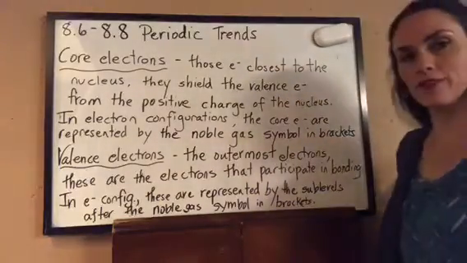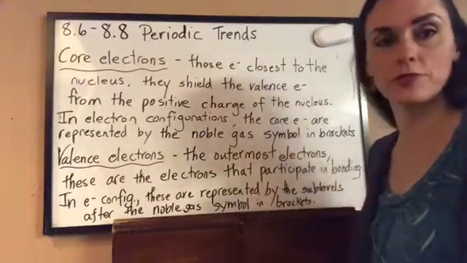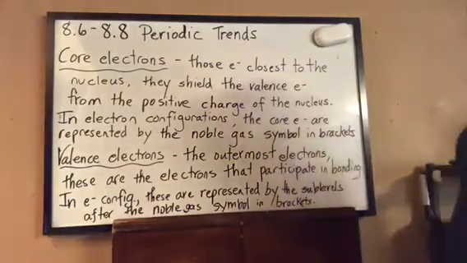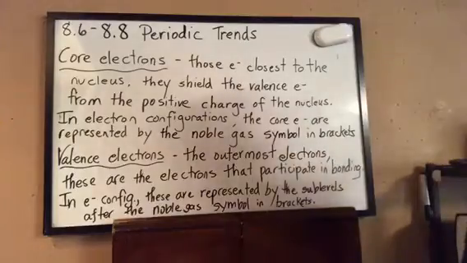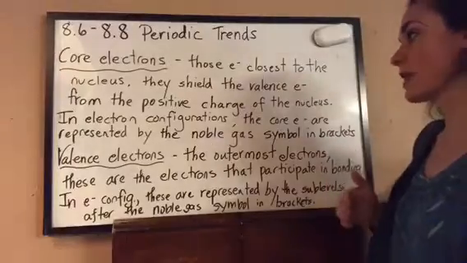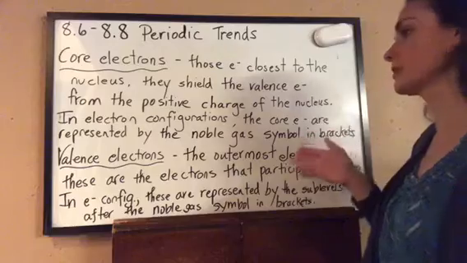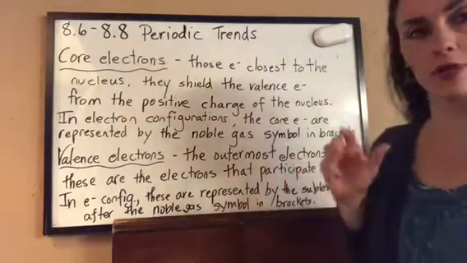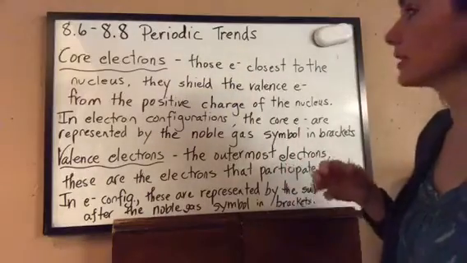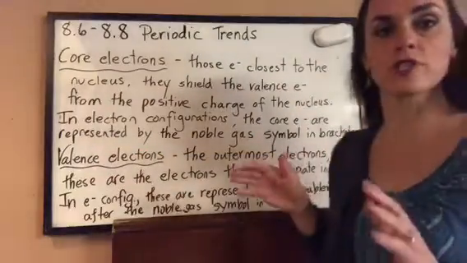Core electrons and valence electrons. In the last video, we did electron configurations, which show the arrangement of electrons in an atom. The core electrons are the electrons that are closest to the nucleus. They shield the valence electrons from the positive charge of the nucleus. So in the electron configuration, the core electrons are represented by the noble gas symbol in brackets. They are surrounding the nucleus, shielding the outermost valence electrons from the positive charge of that nucleus.